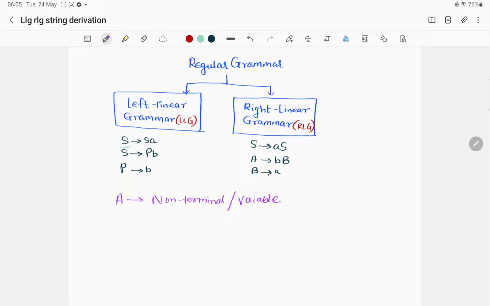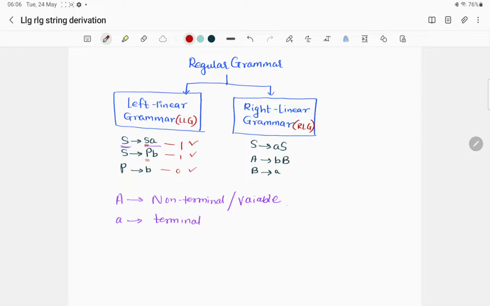So a left linear grammar is one in which we have a single variable on the left hand side, and on the right hand side we have a variable followed by terminals. A terminal is any small case symbol. Here in the left linear grammar the only constraint is on the non-terminal coming on the right hand side. On the right hand side we should have exactly one, or at most one, non-terminal. Here I have one non-terminal, here I have one non-terminal, here I have zero non-terminals. So all these rules are allowed.